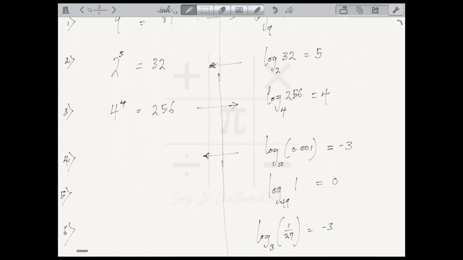Now let's take a step further and let's try decimal numbers. So we have the number to be 0.001, we have the base to be 10, and the index to be -3. So in this case we are saying that 10 raised to the power of -3 is equal to the number, which is 0.001.